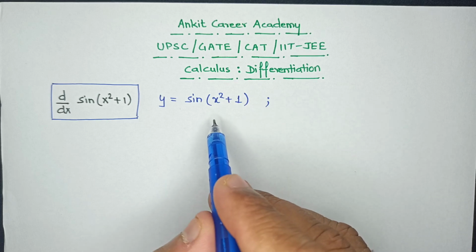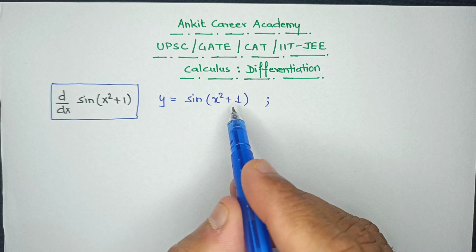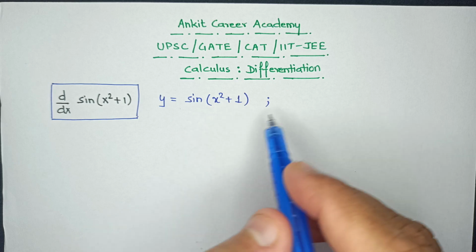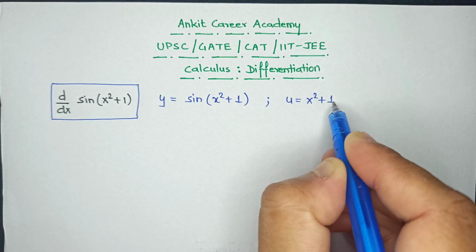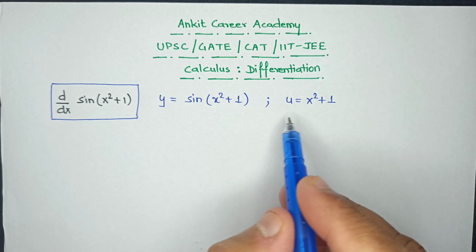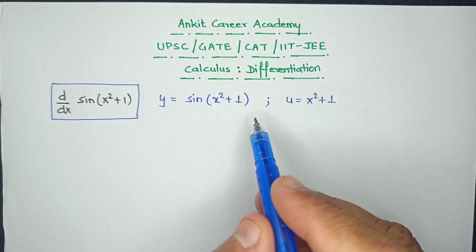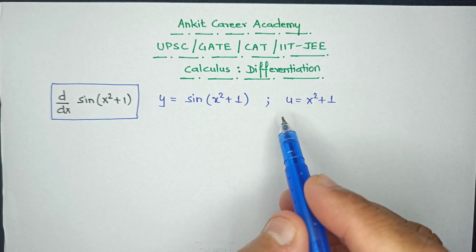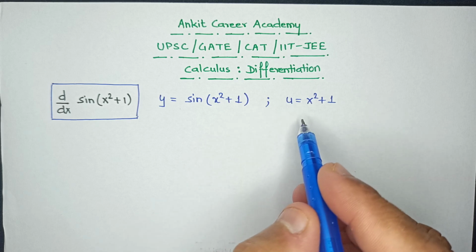Now in the second step, what we will do is replace the inner function by another variable. So let us suppose that the value of u is x square plus 1. Basically what we are using here is a method known as the substitution method for differentiation. There is also a direct method using the chain rule, but right now we will not apply that.